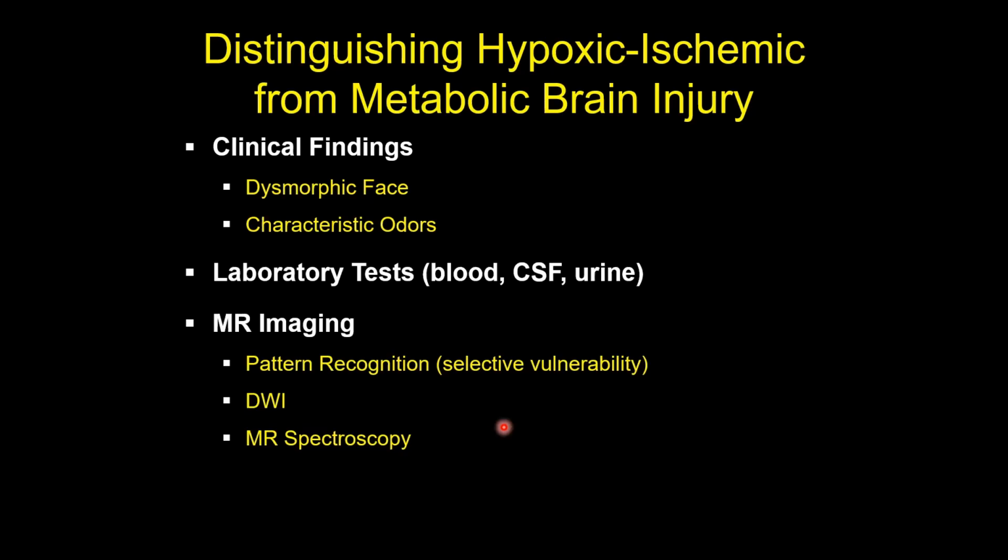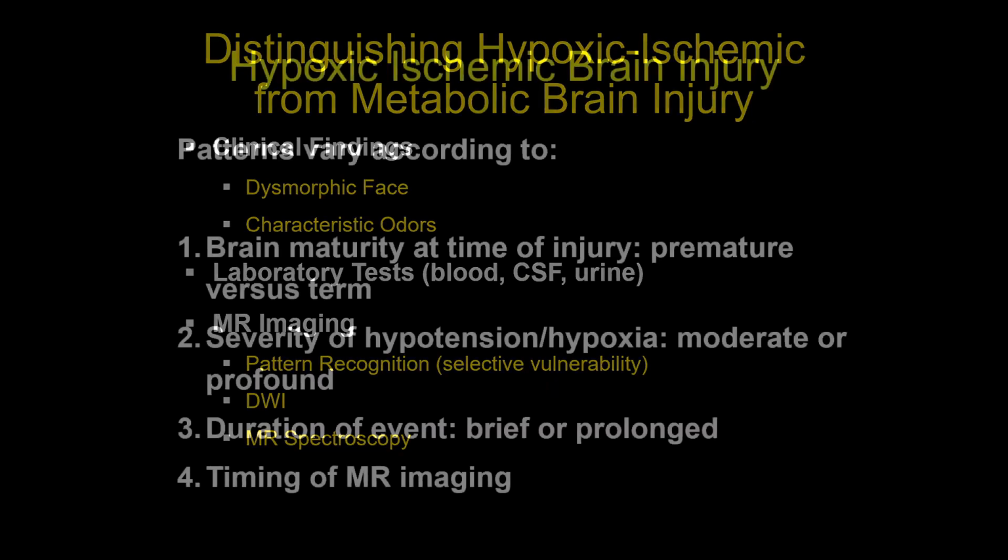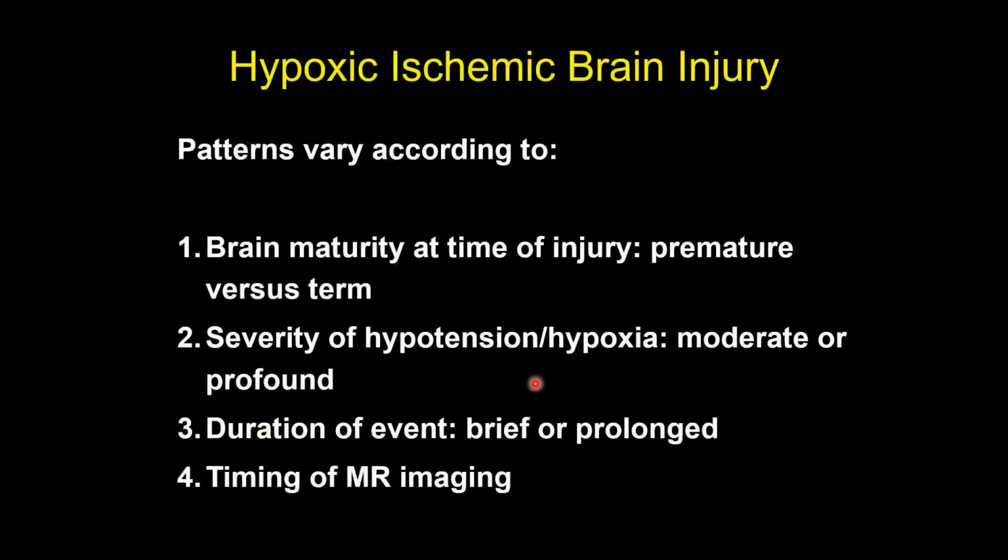And then our area of MR imaging, due to selective vulnerability of parts of the brain, we can work our pattern recognition using DWI for cytotoxic intramyelin edema and acute parenchymal injury. And sometimes a mass spectroscopy may also be helpful. As I mentioned, I didn't see on the program a specific talk on the patterns of injury of hypoxic ischemic brain injury.